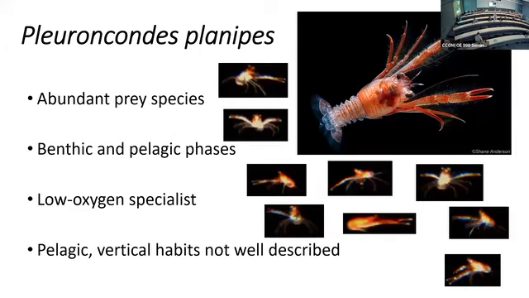Another reason Pleuroncodes planipes is a really good target species for this work is they're enormously abundant in the Eastern Pacific. They're often called tuna crab because they're such an important prey item for top predators. They have both benthic and pelagic phases, but the transition between them and their overall pelagic habits are just not really well described. They're also really metabolically adapted for these low oxygen environments, so they're well suited to these OMZ regions.